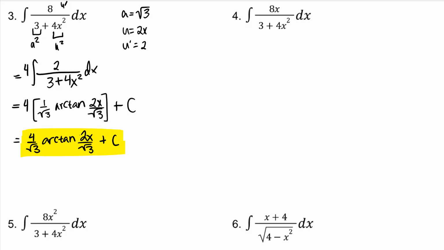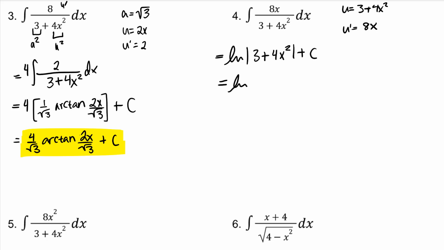Number 4 looks a lot like number 3, but the numerator has an extra x in it. What if this one is u prime over u? If our denominator is 3 plus 4x squared, then u prime is 8x. It is u prime over u. So our integral is ln absolute value u plus c. Take off that absolute value if you don't need it, and you don't need it because there's no possibility that this argument will be negative.